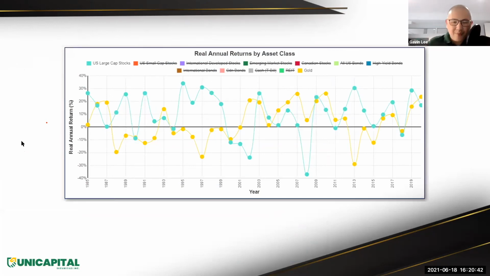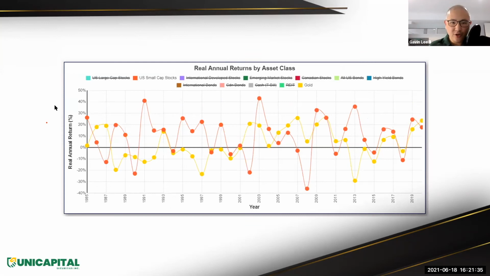Now to wrap up my short introduction, here are a few slides to help you visualize what it means when you say low correlation. The yellow golden line is gold. The light green line is U.S. large cap stocks. These are the real annual returns of gold versus US large cap stocks from 1985 to 2019. You can see that when the green line is up, the yellow line is down. When the yellow line is up, the green line is lower. That's what it means that they move in opposite directions. So this is gold against US large cap stocks.